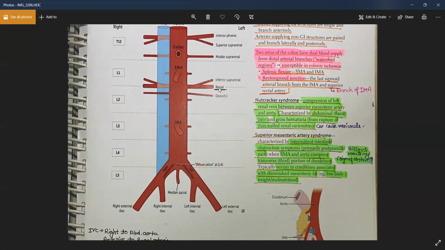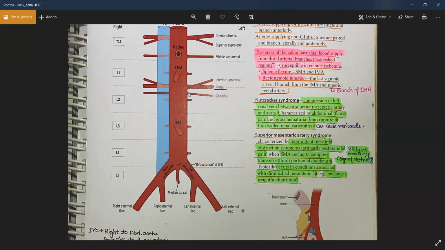Two renal branches will be given for each kidney, and the inferior suprarenal branch. So there are three arteries which are supplying your adrenals: one is the superior suprarenal, second is the middle suprarenal, and third is the inferior suprarenal artery. So three arteries for the adrenal glands: superior, middle, and inferior suprarenal. Then the renal arteries.